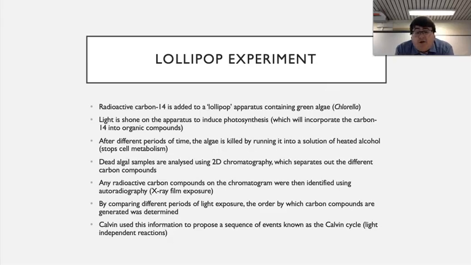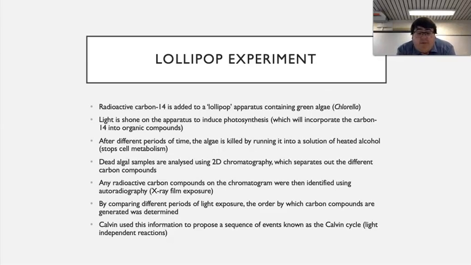They then shone a light onto the apparatus, which induced photosynthesis, which made all the carbon-14 be taken up into the organic compounds. After different amounts of time, the algae was killed by running it into a solution of heated alcohol, which stopped all the cell metabolism from happening. Those dead algal samples were then analysed using 2D chromatography, which separated out the different carbon compounds, and any radioactive carbon compounds on the chromatogram were identified using X-ray film exposure.